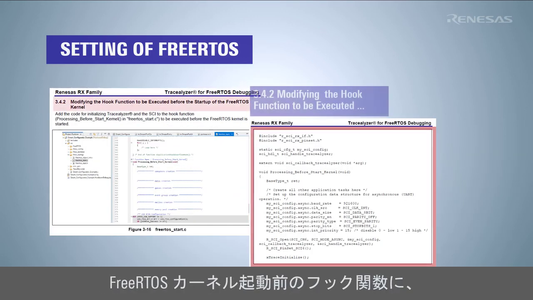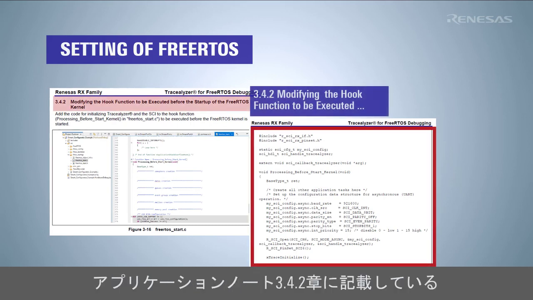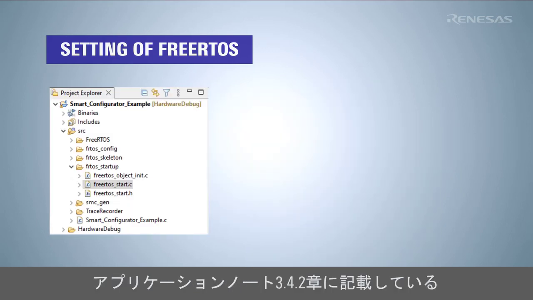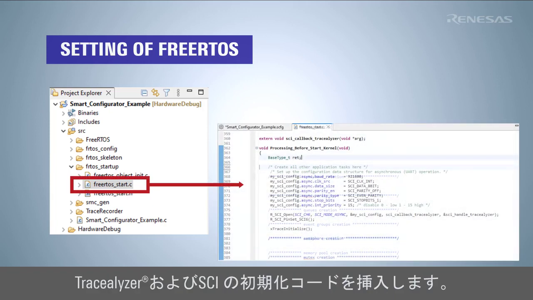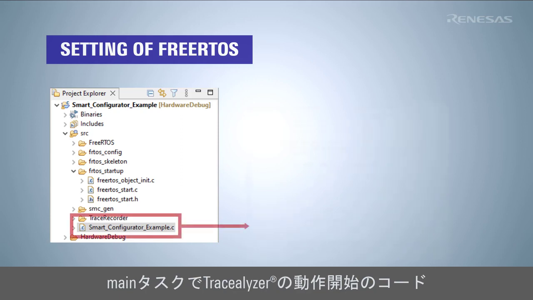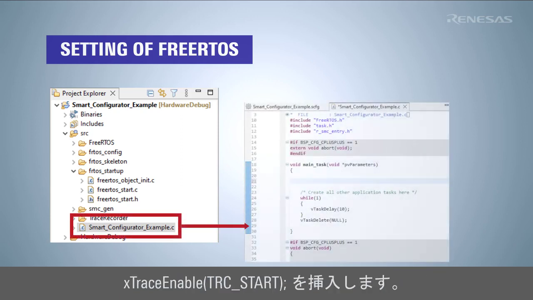Insert the Tracealyzer and SCI initialization code described in section 3.4.2 of the application note into the hook function that is executed before the FreeRTOS kernel starts. Add the line xTraceEnable(TRC_START) for starting Tracealyzer to the main task.